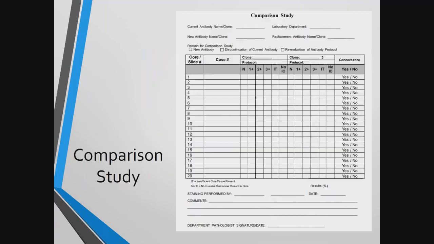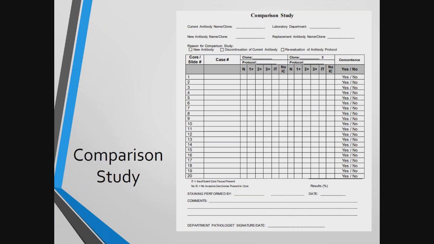So the next step is the comparison study that needs to be completed with the protocol that was determined in that very first step. As mentioned earlier, for non-predictive markers, 10 positive control and 10 negative control slides need to be run in order to ensure that the protocol that was selected is adequate and functioning as it should. This slide presents an example to you of a form that can be used to document this comparison study.